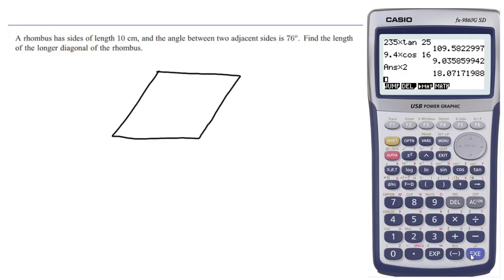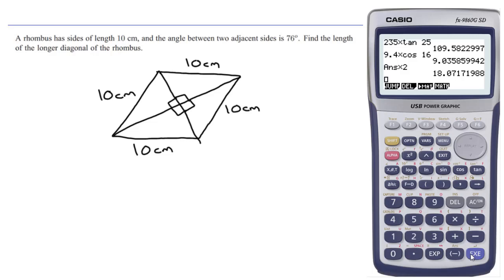Something like that, that's not bad. So we know that these sides are all the same length, so they're all 10 cm, and 10 centimeters. Right, as I was saying, the diagonals cross at right angles. So if I draw these diagonals like that, however bad or good your diagram is, I know that all of these angles are 90 degrees. Now it tells me the angle between two adjacent sides is 76 degrees.